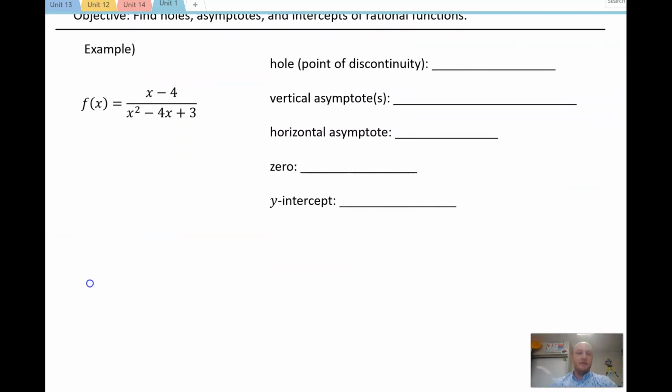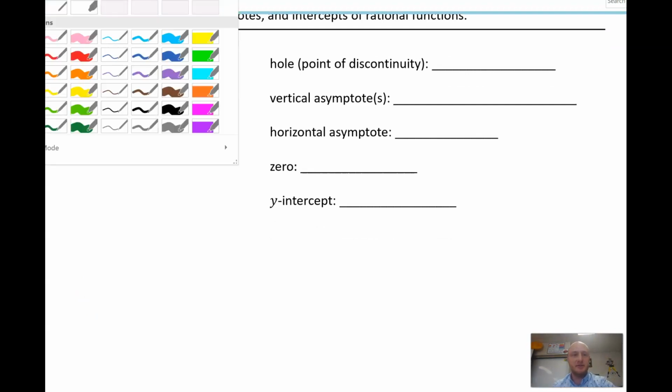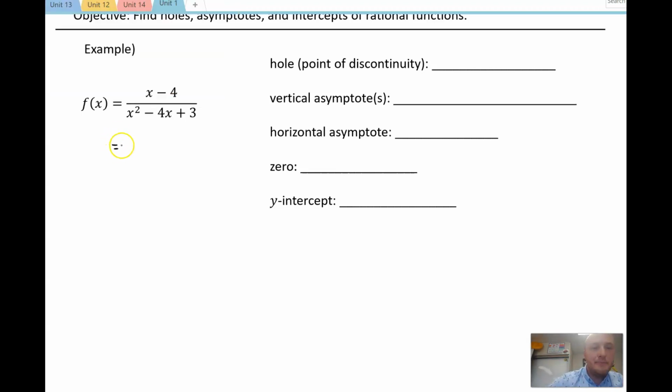Here I have f of x is equal to (x - 4) over (x squared - 4x + 3). Again, the very first thing you want to do is simplify or reduce after you factor. So this is (x - 3)(x - 1), and you're like, hey, nothing cancels. Well, nothing cancels. This is my reduced function. So I have no holes because there's no common factor.